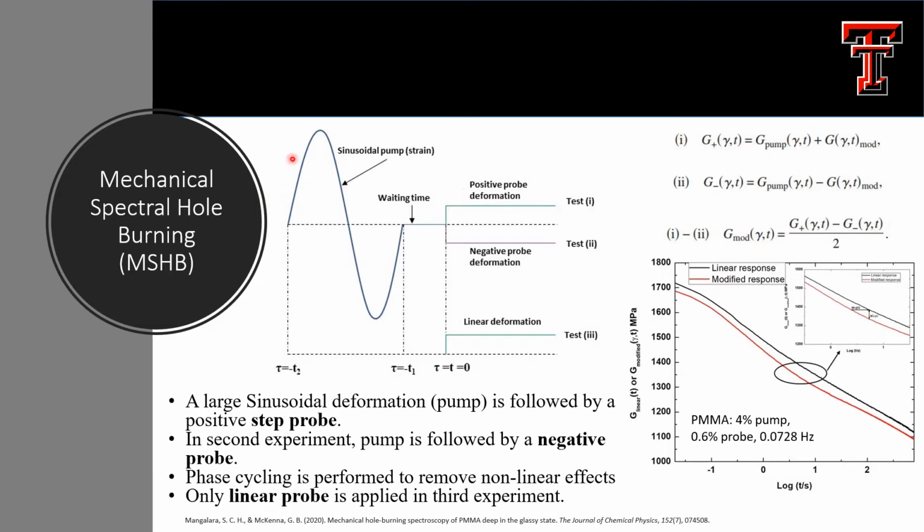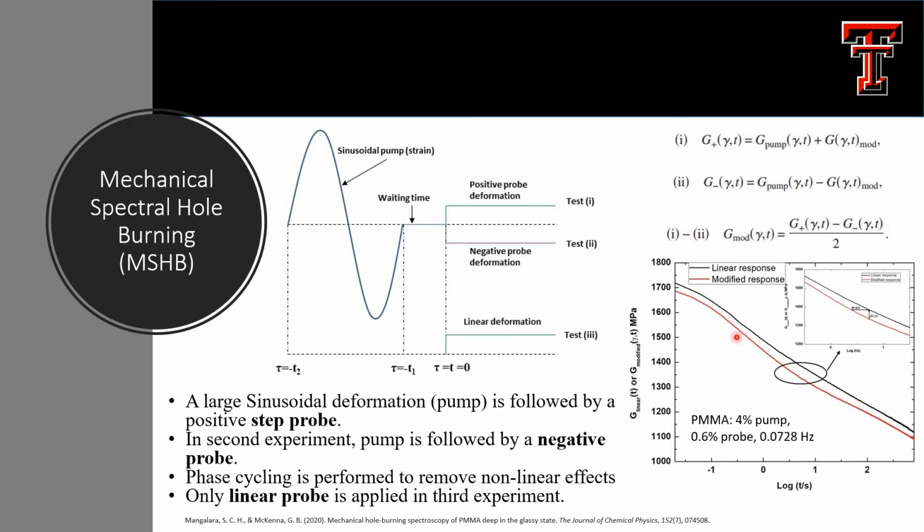In the second experiment, the pump is followed by a negative probe deformation and the resulting modulus is expressed in equation 2. A phase cycling procedure is applied to remove the nonlinear after effects due to the sinusoidal pump, and the modified response is given by equation 3. Finally, this modified response is compared with a simple linear response from the third experiment. The difference between these two responses can lead to the formation of holes.